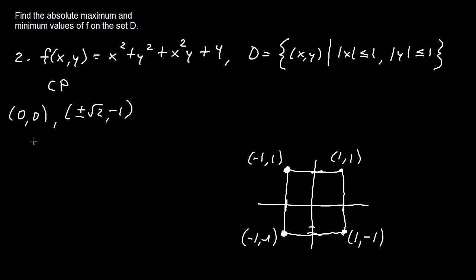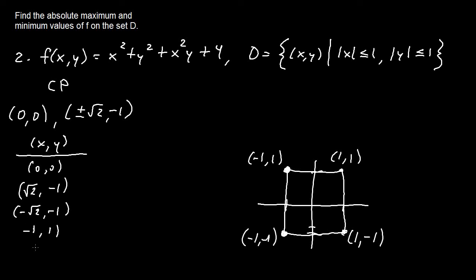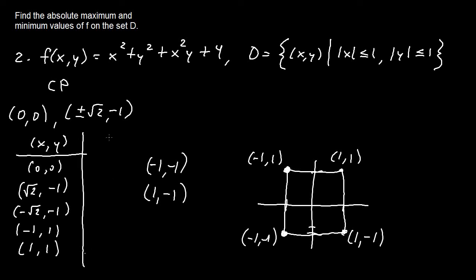Now I can make a chart here, listing all the xy coordinate pairs, including the critical points and the four endpoints of the square. So we have (0, 0), (positive square root of 2, negative 1), and (negative square root of 2, negative 1). We have (negative 1, 1), (1, 1), and let's put the next one in another column, (negative 1, negative 1). And then we also have (1, negative 1). Beside these, I'm also going to put the function value.